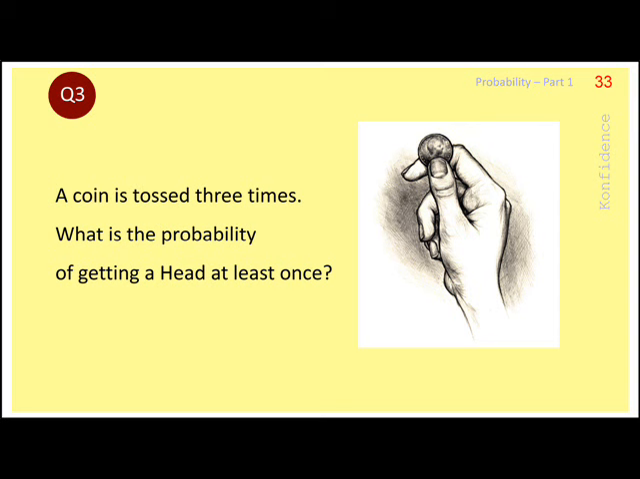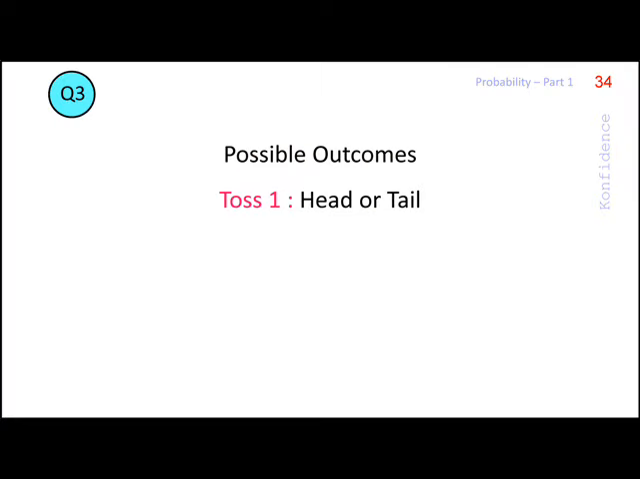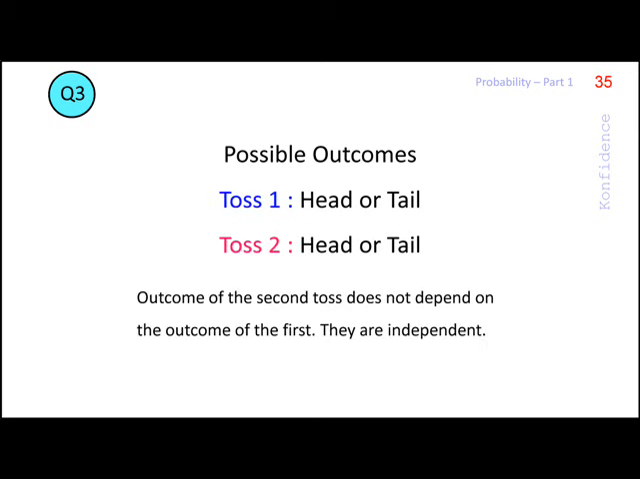Read question 3 given in the presentation. A coin is tossed thrice. What is the probability of getting a head at least once? Let us analyze what happens when the coin is tossed thrice. When we toss the coin for the first time, there are two possible outcomes. It could be a head or a tail. What about the second toss? There also, it could be a head or tail.